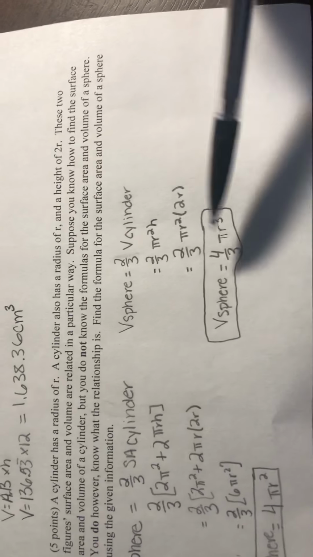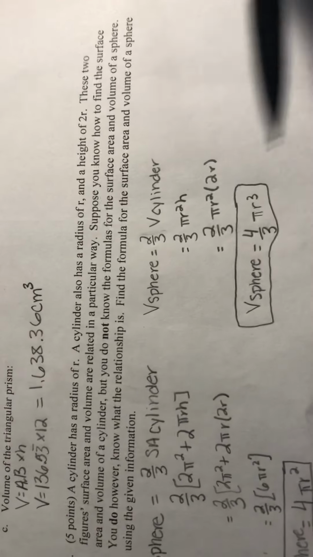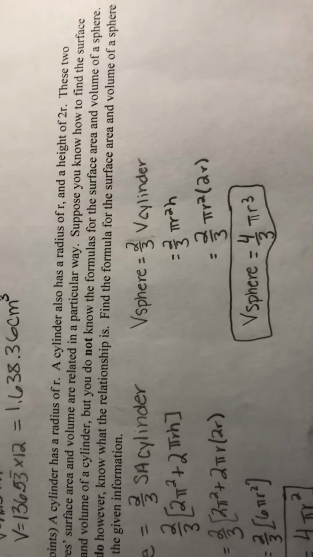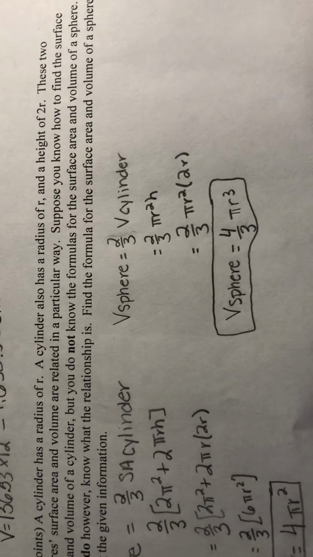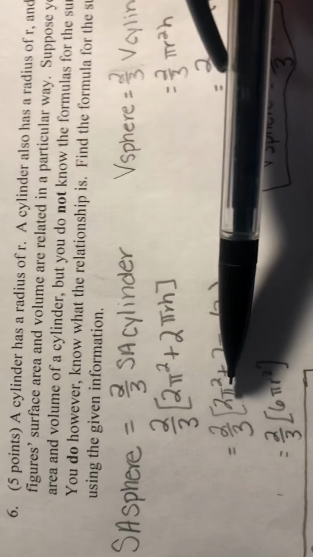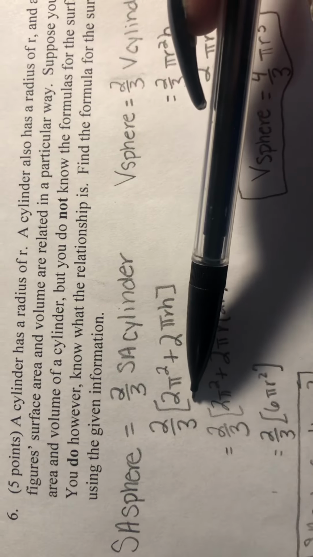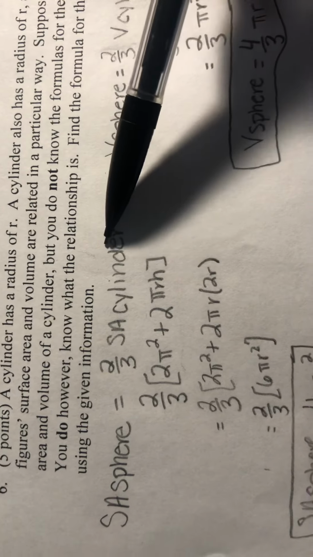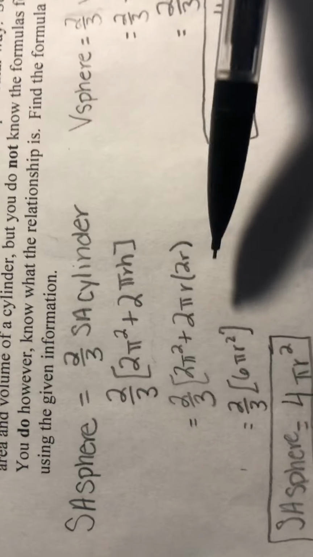For number 6, the relationship between the cylinder and the sphere is that the sphere is 2/3 of a cylinder. So to find the surface area, I multiply 2/3 by the formula for a cylinder, and then I simplified it to find that the surface area of a sphere is 4 pi r squared.